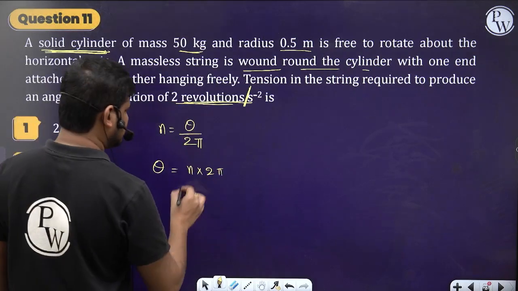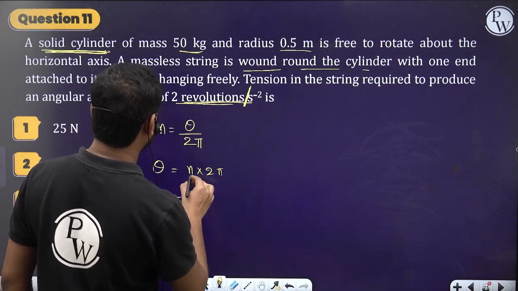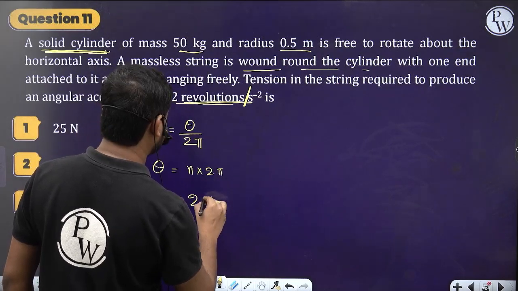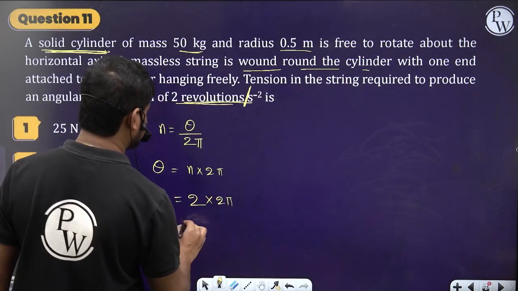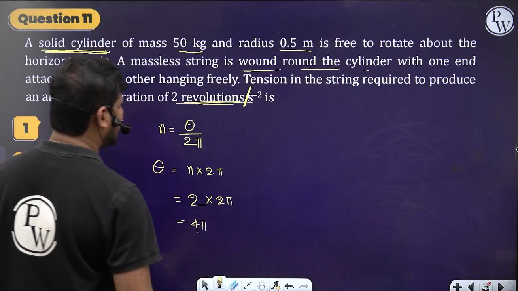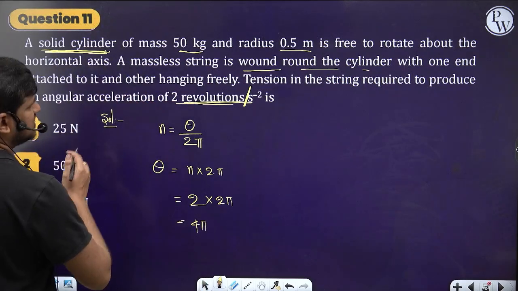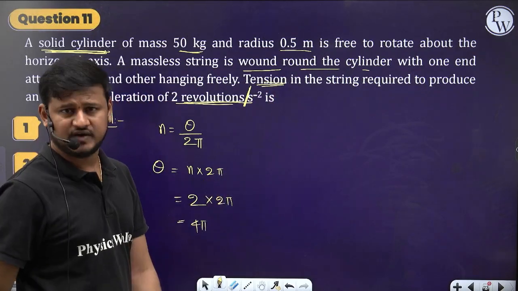So what is n? n is 2 revolutions per second square, right? So 2 into 2 pi. Yes or no? So 2 into 2 pi, which is nothing but 4 pi is the theta, guys. 4 pi is the theta. So just try to understand the given question. So we have to find the tension. Tension is nothing but the force we have to find.